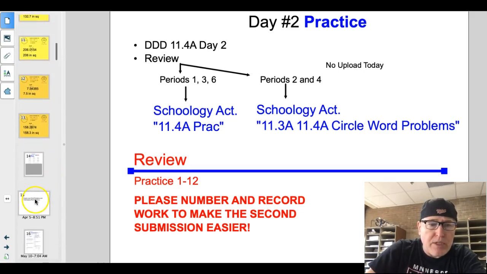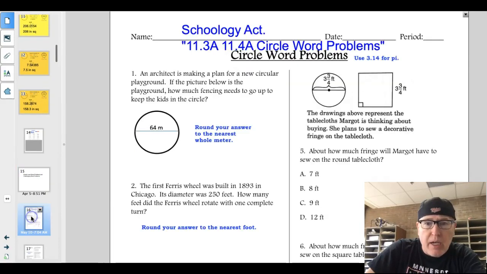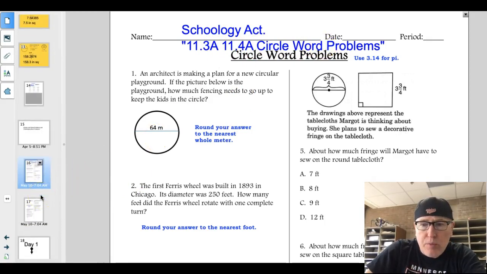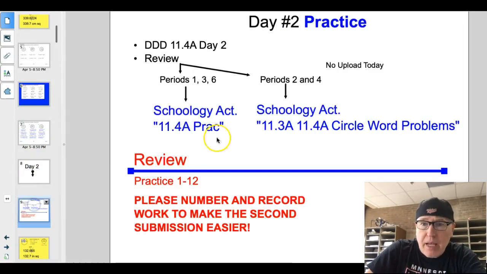Okay, 2 and 4, you guys are going to do some grade level word problems, and these are kind of challenging. This is what they look like. This will be a Schoology activity, 11.3a, 11.4a, circle word problems, and I will give you multiple attempts too. I think I set that up for 5 attempts as well. Okay, good luck, and there is nothing for you to submit today.